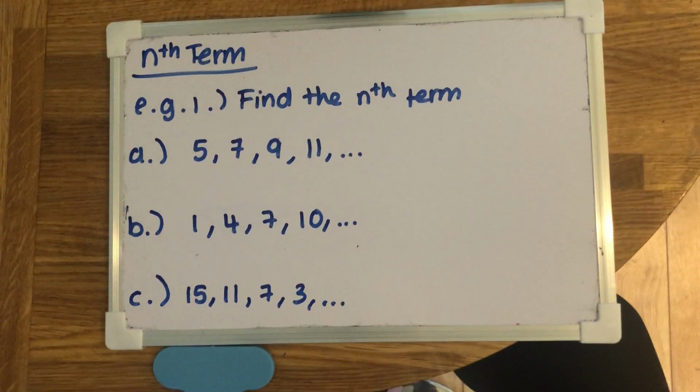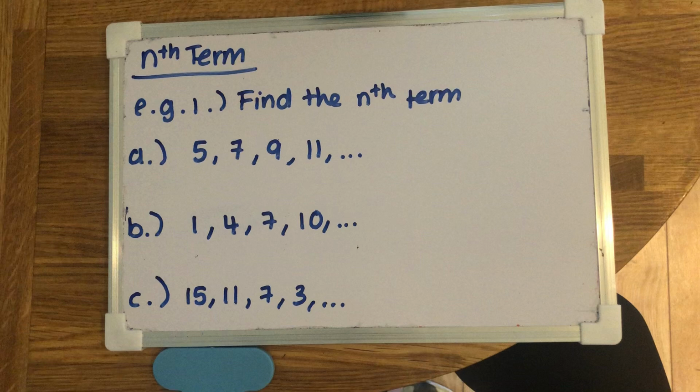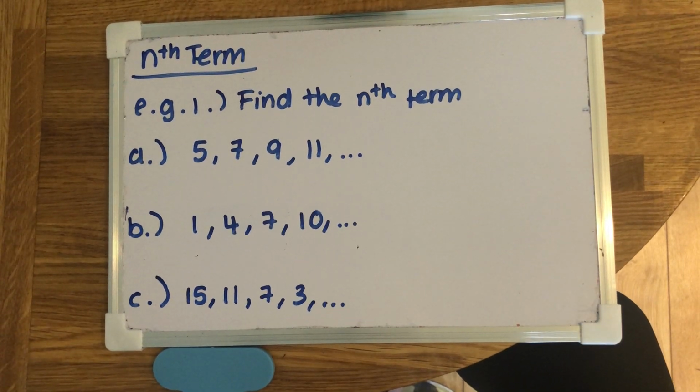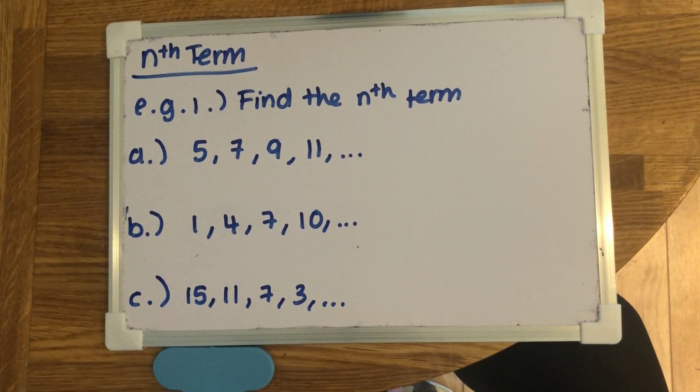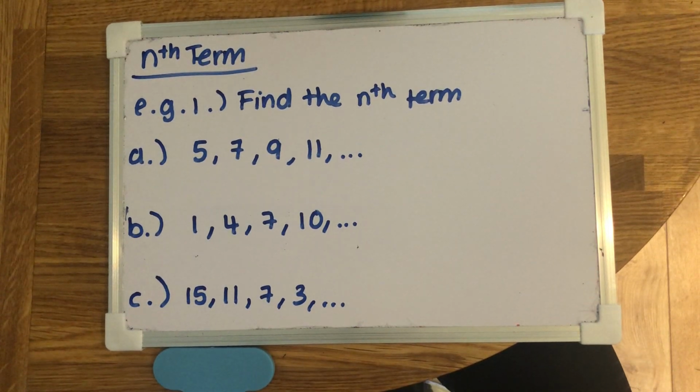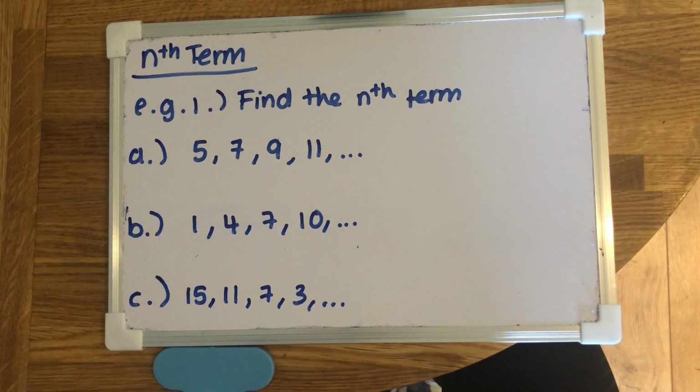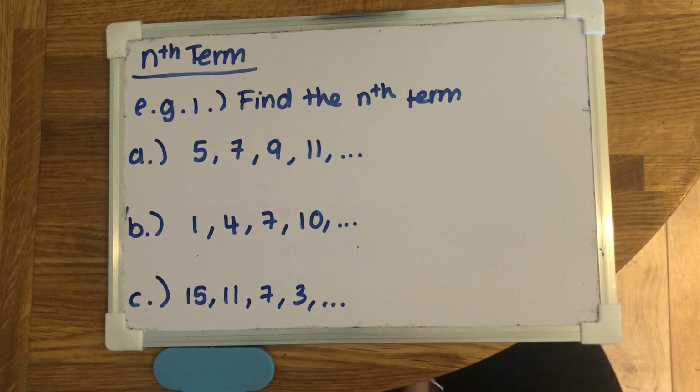Okay, so the next thing we're doing is finding the nth term of a sequence. You'll be given a set of numbers. For the first one we've got 5, then 7, then 9, then 11. We need to work out what rule we need to be able to get those numbers when n is 1, n is 2, n is 3, n is 4.